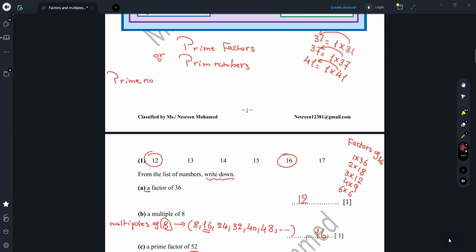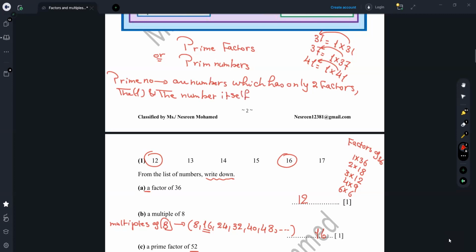And all prime numbers are numbers which has only two factors. Okay, what will we say? The 1 and the number itself. Okay, a number which has only two factors, the 1 and the number itself. We will list here now prime numbers.